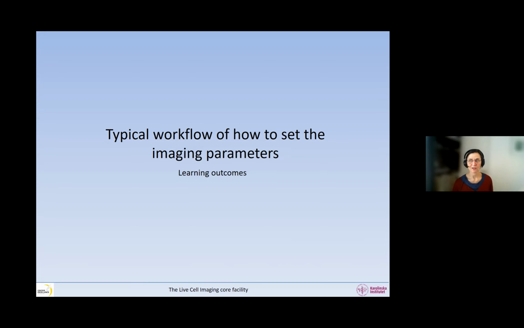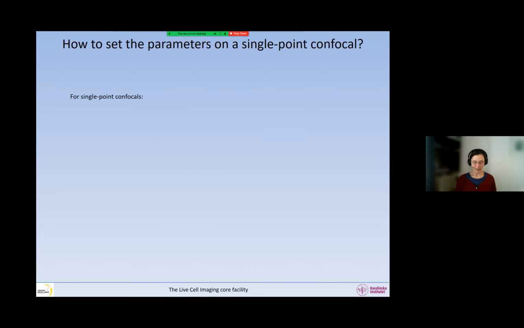What do I change first? What is more important, or something like this? So I've set up some sort of workflow to help you. And once you understand really all the parameters, you will understand then what to change. But to start with, it's good to have some sort of guideline. Okay, so let's have a look first at single point confocals, which have so many more parameters to change than camera-based systems.